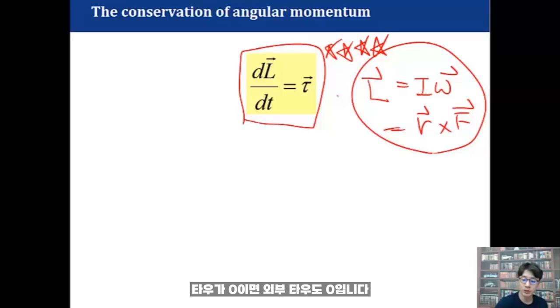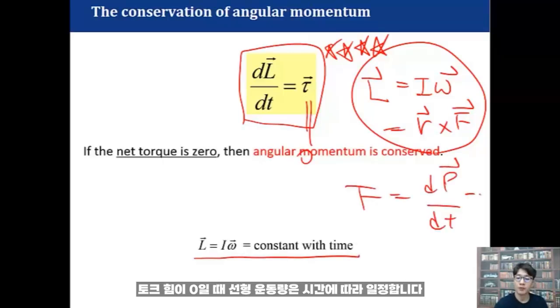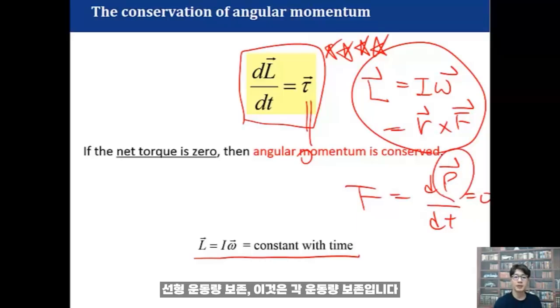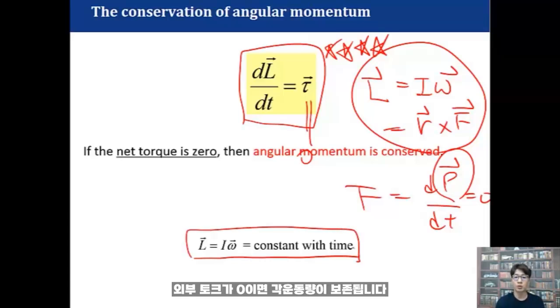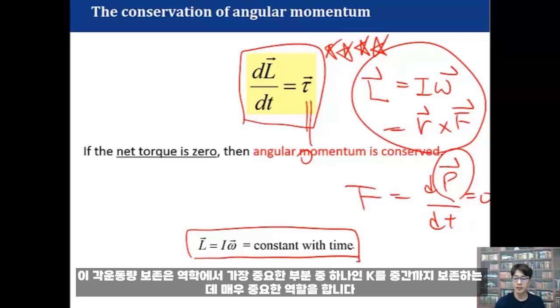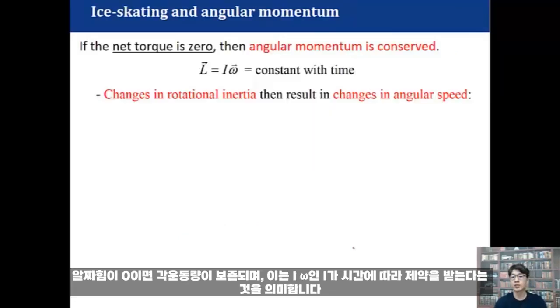When external tau is 0, L should be constant with time. When total force is 0, linear momentum is constant with time. That is linear momentum conservation. This is angular momentum conservation. If external torque is 0, then angular momentum is conserved. It's constant with time. This conservation of angular momentum is very, very important, one of the most important parts in mechanics, okay? Up to midterm. If net torque is 0, then angular momentum is conserved. That means L, which is I omega, is constant with time.